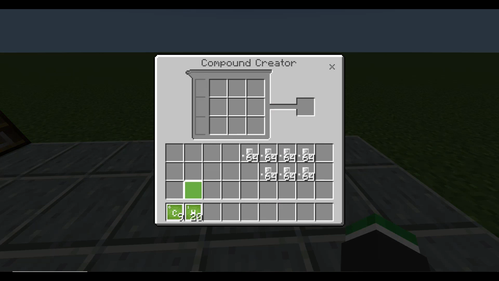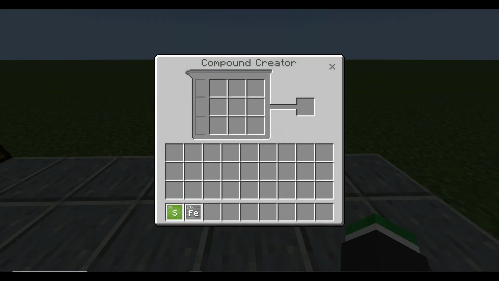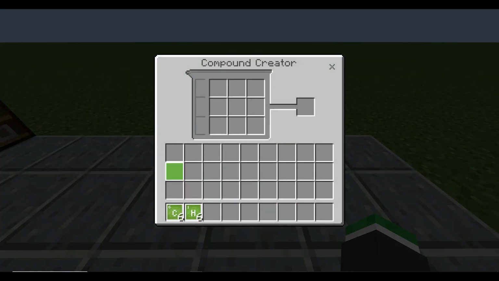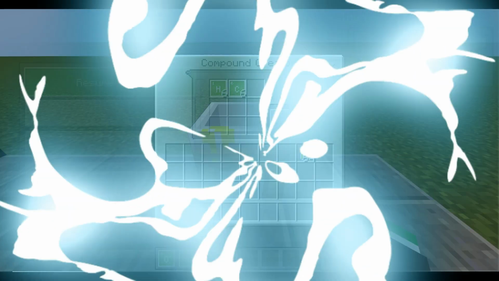The next thing is crude oil. For crude oil you need 20 hydrogen atoms and 9 carbon atoms. Crude oil is useless in this game. The next thing we're going to be making is iron sulfide, which needs 1 iron atom and 1 sulfur atom. The next thing we're going to be making is benzene. It is another useless compound, just to show you how to make it.